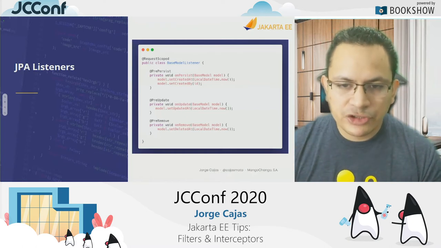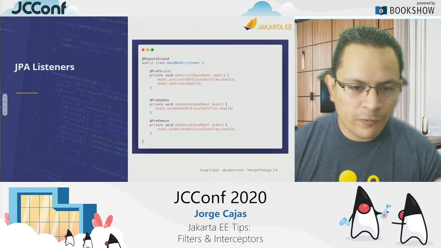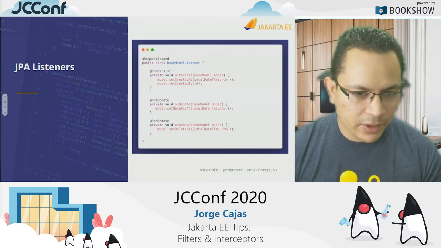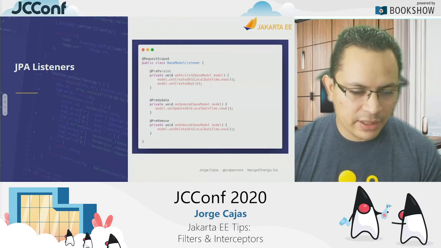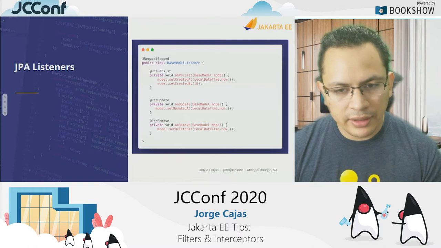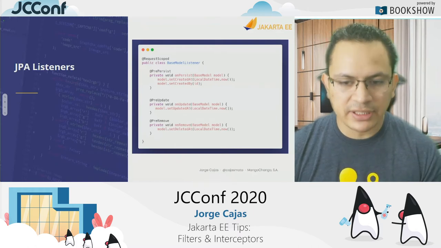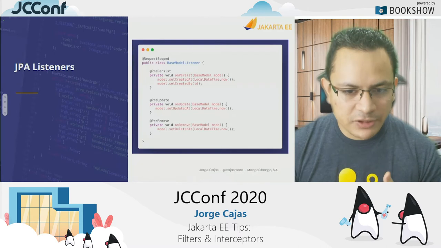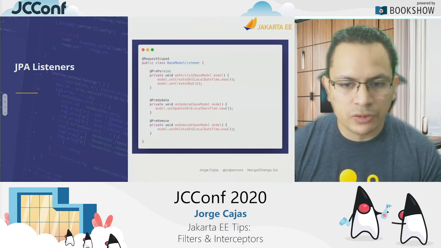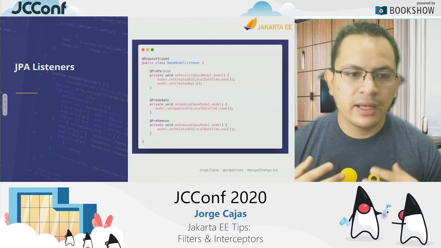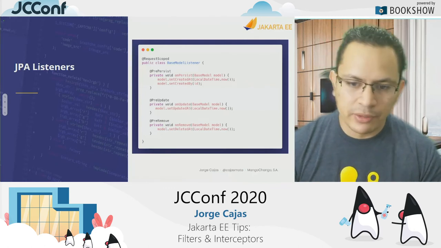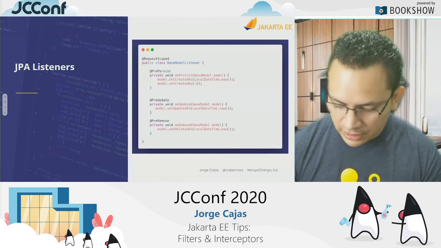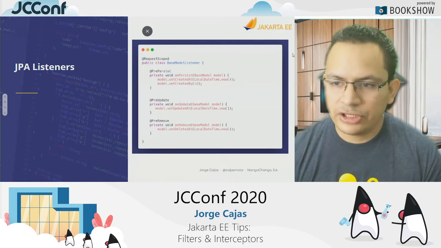So this was the theory. The summary is that filters are always executed, interceptors are not always executed. The filters only modify the HTTP headers. The interceptors can modify the HTTP headers and the body content. You have exception mappers to capture the exception and convert it to a more readable format to reply. And the JPA listeners can help you to do something on the pre-persist or post-persist, pre-update, post-update, pre-remove, or post-remove lifecycle of the entity. So let's go into the demo.